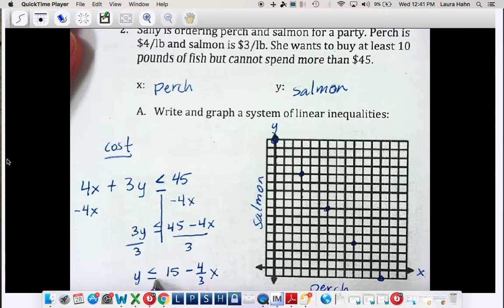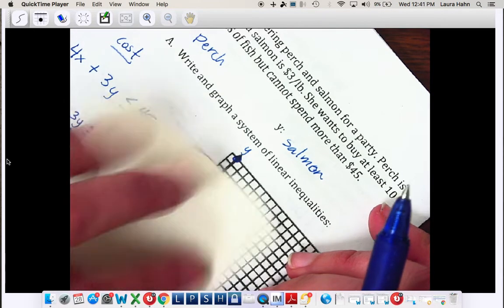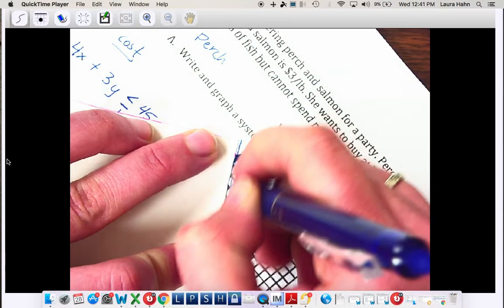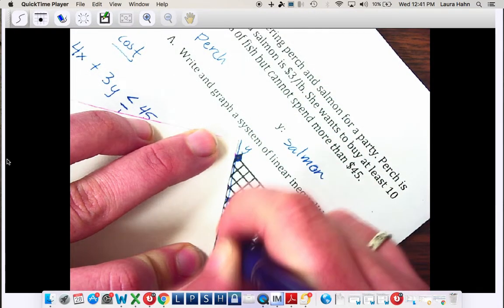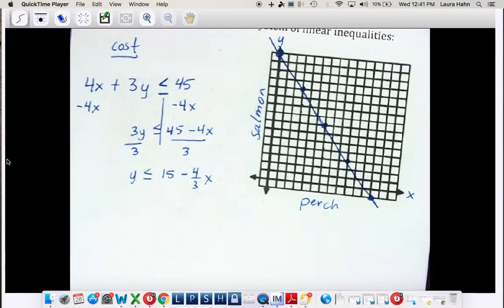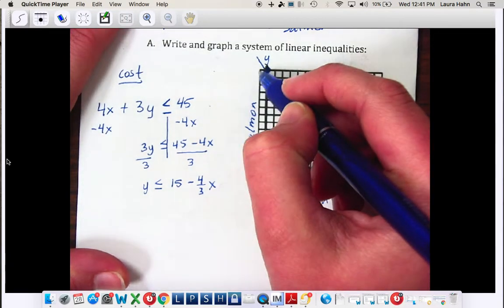All right, there is the or equal to underneath, so I need to connect these with a solid line. All right, that's where we're at. And that is a less than symbol, so I'm going to lightly shade underneath.